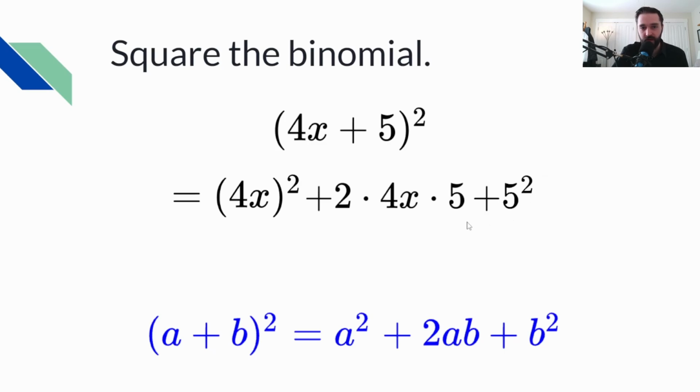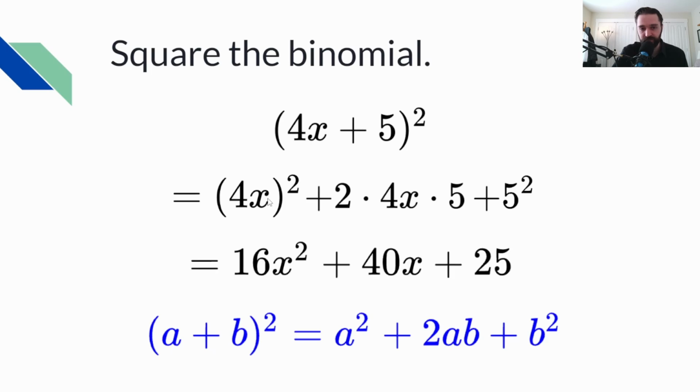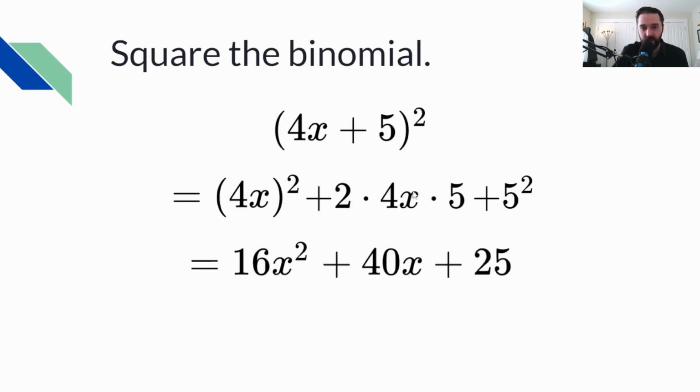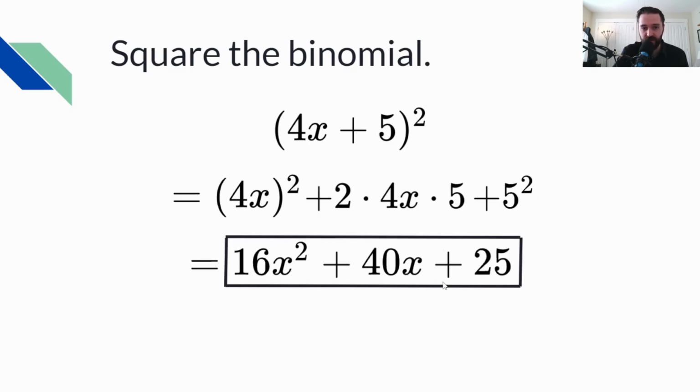Getting rid of the parentheses here, we get 16x squared. And then this product right here, 2 times 4x times 5, that's going to give me 8x times 5, which is 40x. And then 5 squared is just 25. So this is our final answer, 16x squared plus 40x plus 25. We used the formula to expand this instead of using FOIL, and it's faster to do it this way.